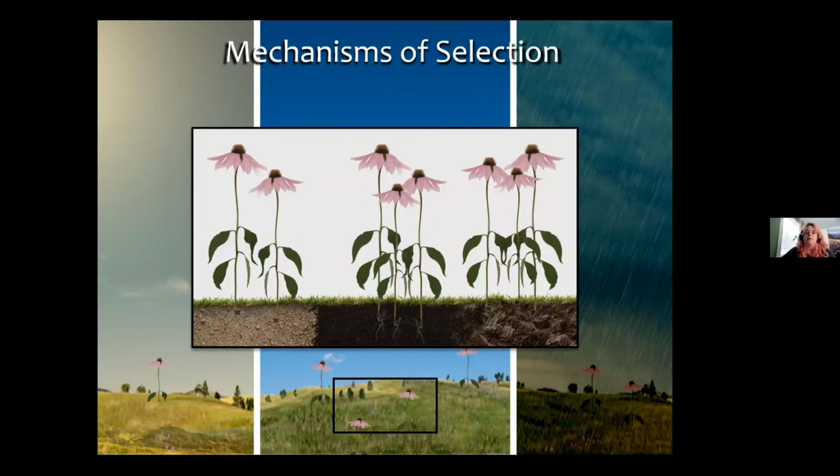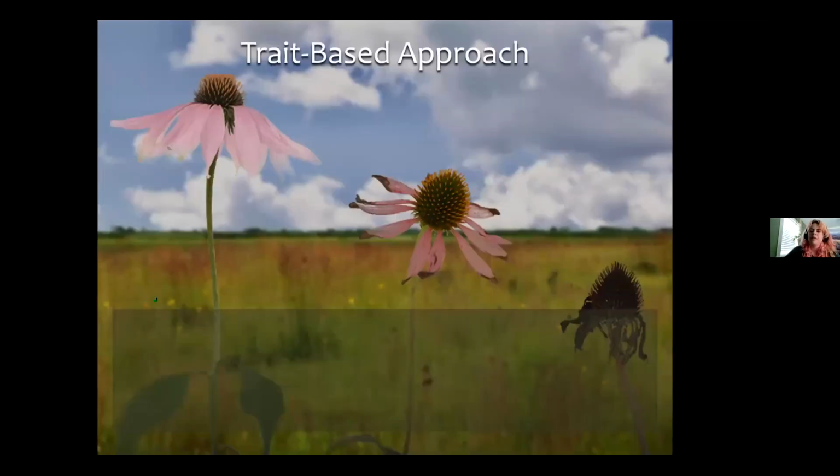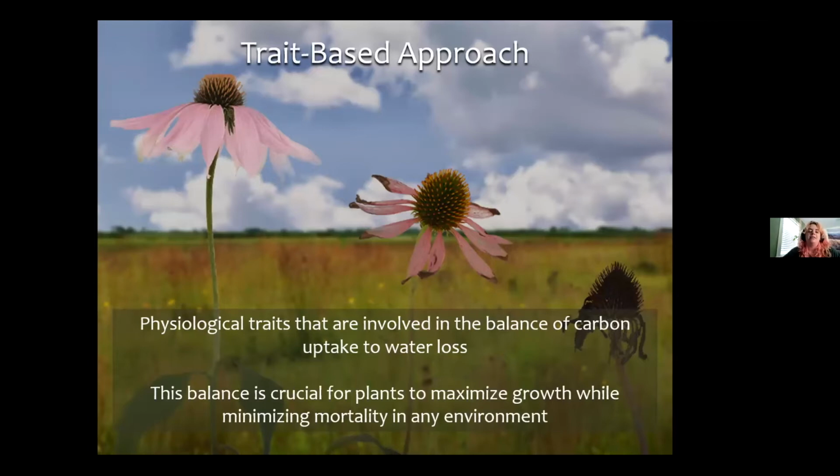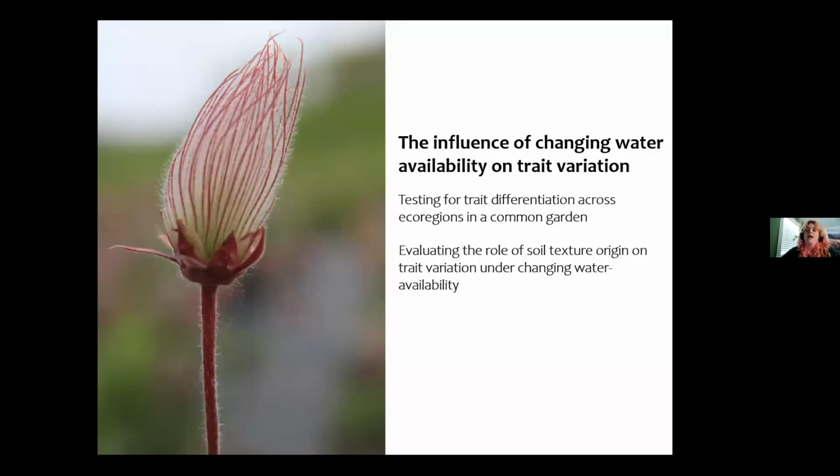may impact these populations. And to understand how populations are different, we use a trait-based approach, and we look at physiological traits that are involved in the balance of carbon uptake to water loss. And we do that because this balance is really crucial for plants to maximize their growth while minimizing mortality in any environment. And so we're going to cover both chapters of my thesis research, and both deal with investigating the influence of changing water availability on trait variation.